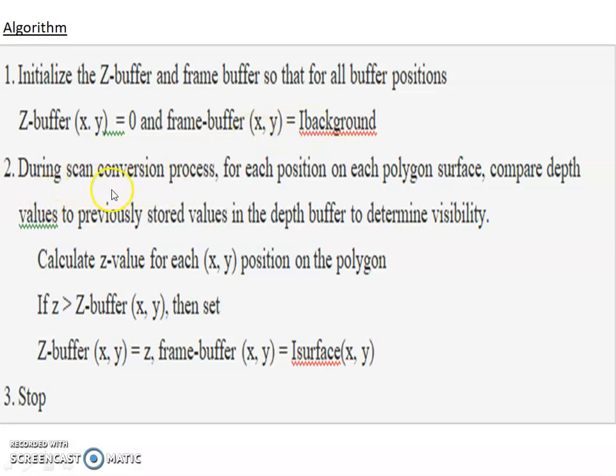Then second step, during the scan conversion process, for each position on each polygon surface, compare depth values to previously stored values in the depth buffer to determine visibility. Then calculate a Z value for each x y position on the polygon. If Z is greater than Z buffer of x y, what we have already stored in the Z buffer, then set Z buffer of x y equal to Z, the newly calculated value, and frame buffer of x y equal to the surface intensity of that x y.